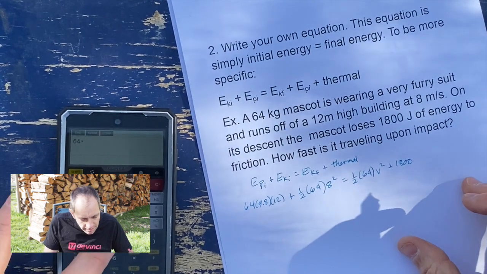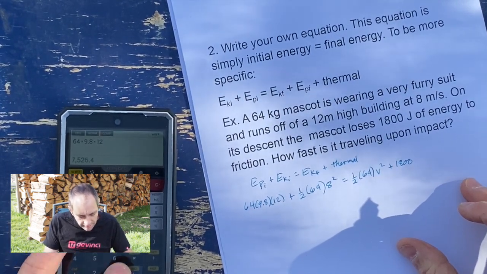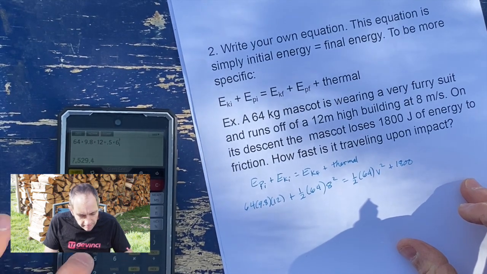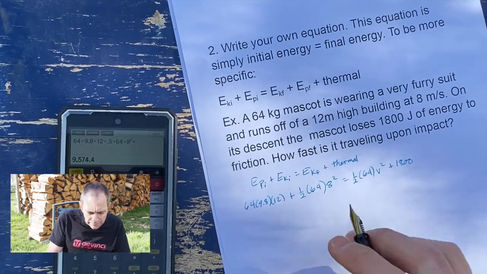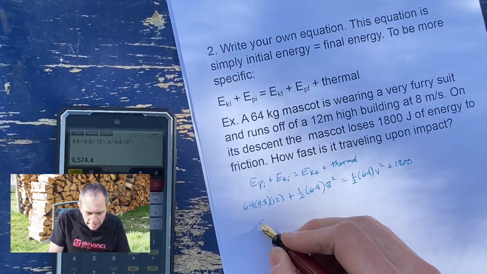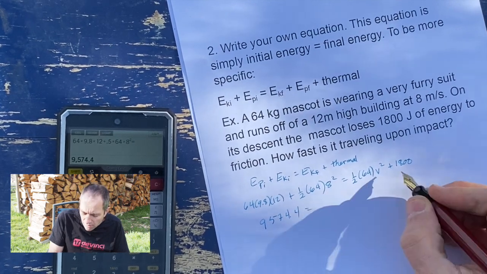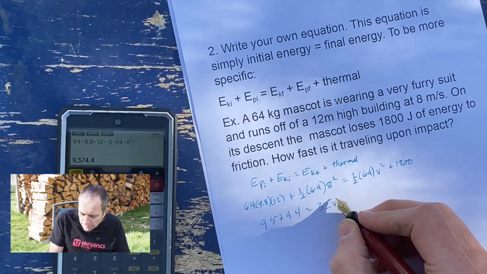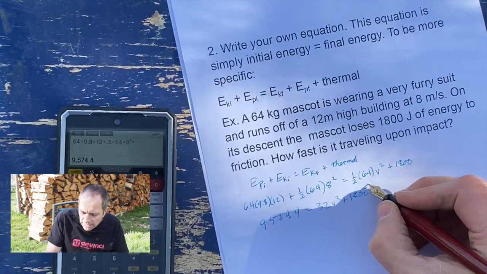64 times 9.8 times 12 plus a half times 64 times 8 squared. It's always best, people, to just let the calculator do the work. Here we go, 9574.4. It's not an answer, so I'm not concerned about rounding it. Let's subtract 1800 from both sides.